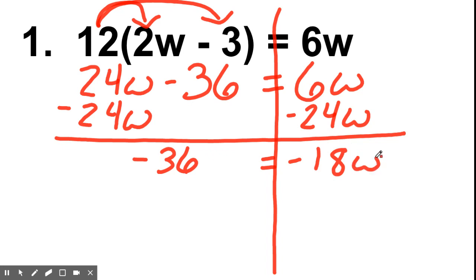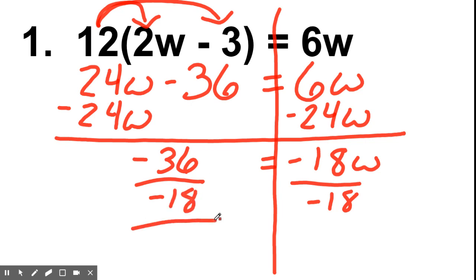My last step, to get rid of the negative 18 that I'm multiplying with w, I need to divide by negative 18 on both sides. 18 goes into 36 2 times, and we know 2 negatives make a positive, so 2 equals w, and there's our answer.